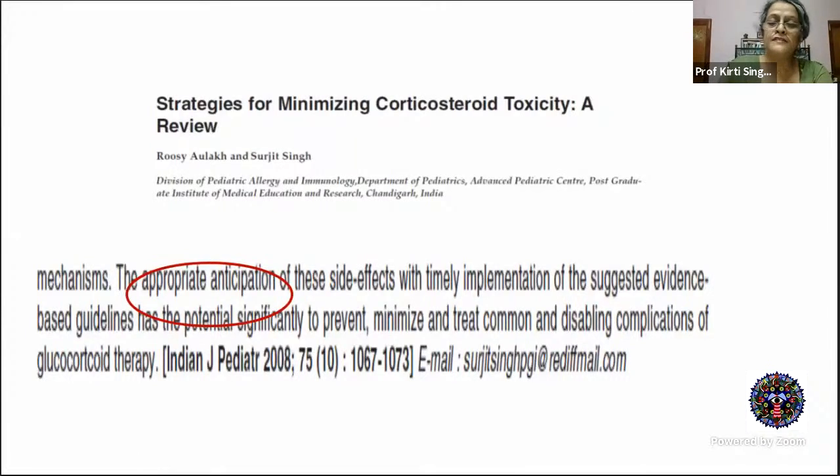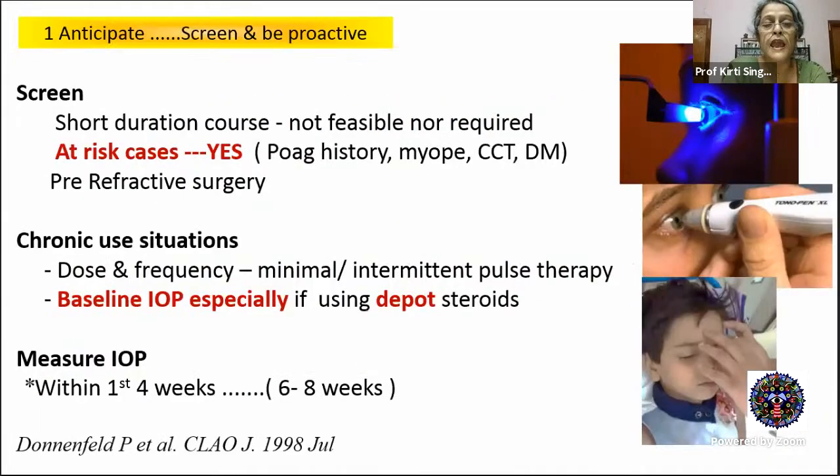So we know that this is a big problem. We know that many of these children require trabeculectomy. We know that many of these children would require a cataract surgery afterwards. We know that many of these children, the trabs will fail. They are young children. They have 80 or 70 years to live. We cannot do this to these children. So the best way to minimize corticosteroid toxicity is by anticipating these problems.